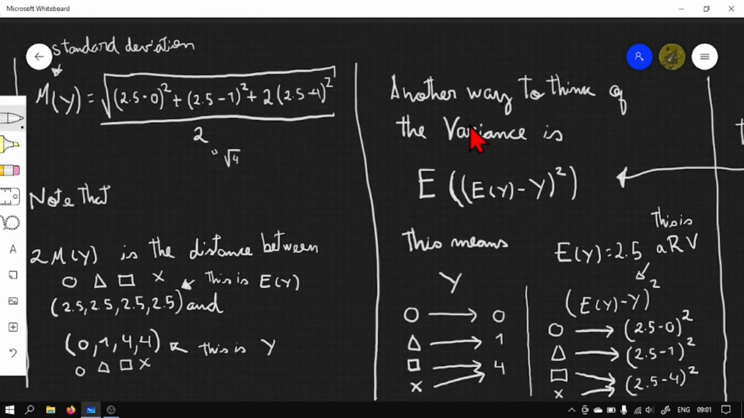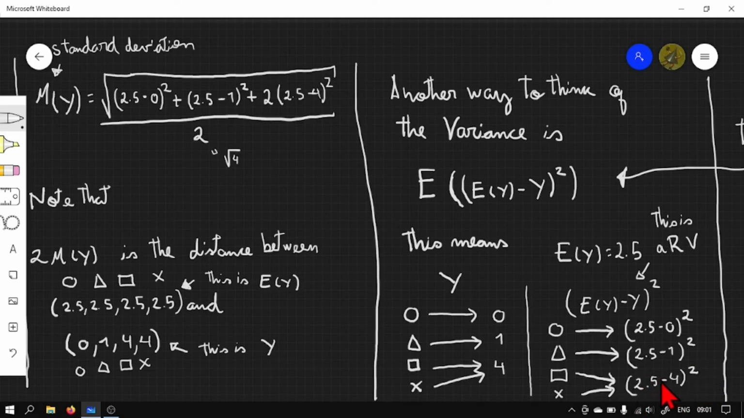Another way of thinking of the variance is the mean of this new random variable. So the middle point or the balance point of the values that this one has. So this means, okay, we have our random variable that gives 0 to circle, triangle gives 1, and square and x give 4. And now we have another random variable which circle gives us this value here, triangle gives us this value here, and square and x give us this value here.